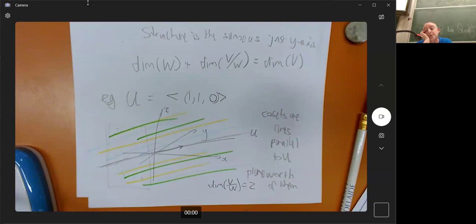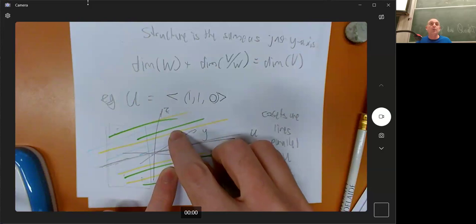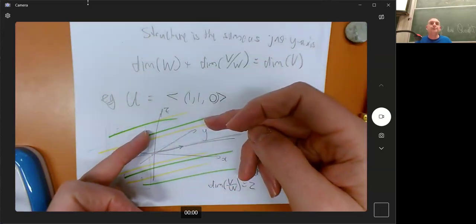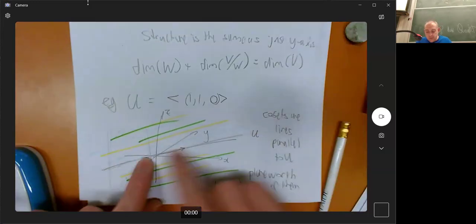So that's what that matches up with. This concept of a quotient space is the thing that the theorem of homogeneous solution plus particular solution is based on. Because any vector that goes from this line to that line will do the trick to cause that coset.